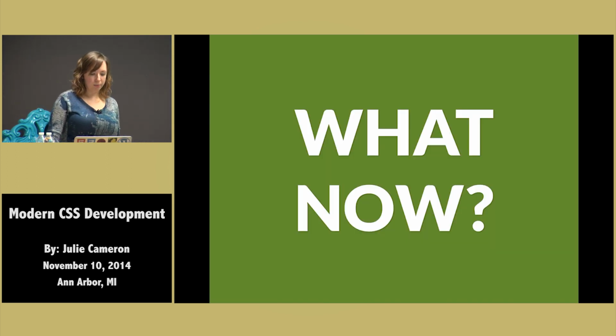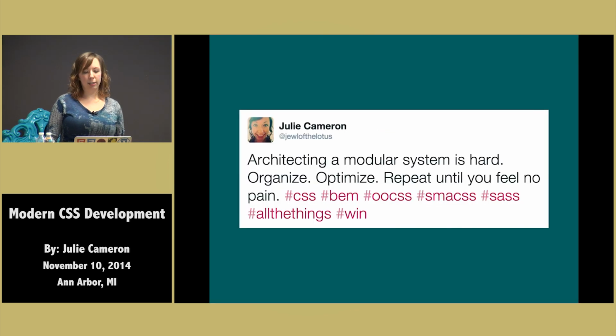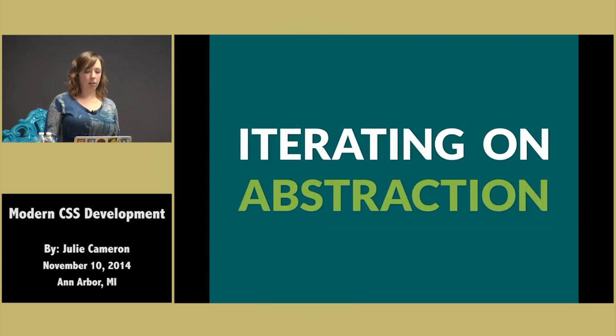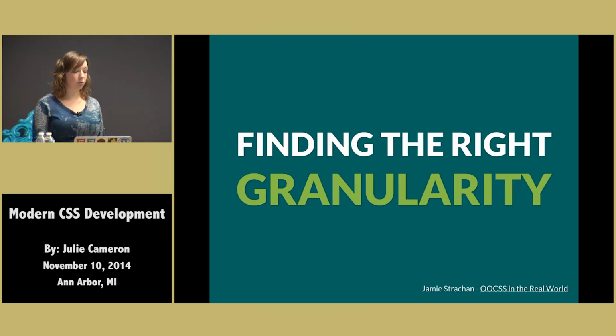All right, so we've looked at a few of the most popular methodologies. So how do we actually get started? How do we start refactoring our code or creating new systems with these concepts in mind? I like to say that architecting a modular system is pretty hard to do. You've really got to continually organize, optimize, and repeat the process over and over again until you find that right level of granularity. It's basically about iterating on abstraction, continually isolating code and refactoring until we find that right level of granularity.